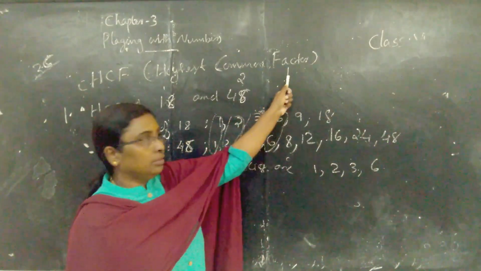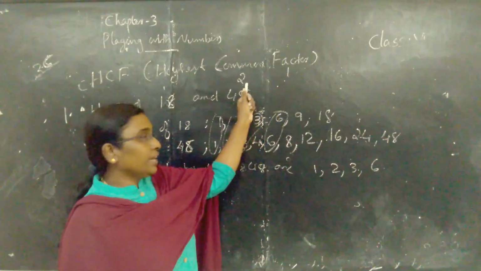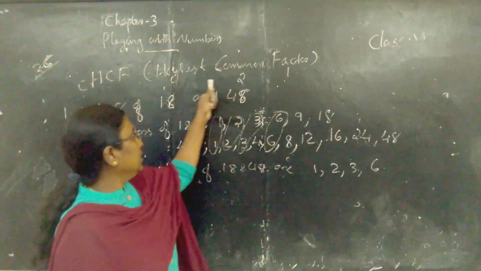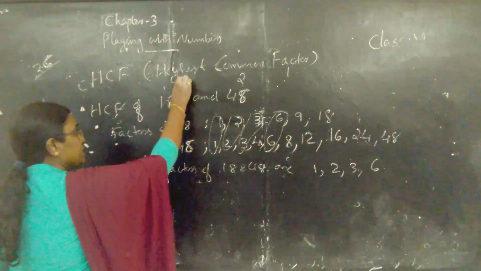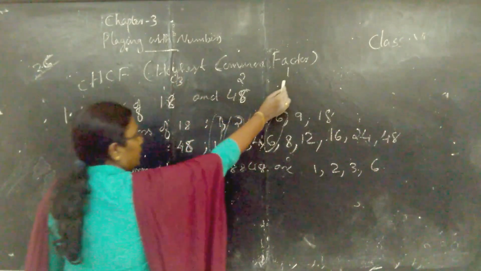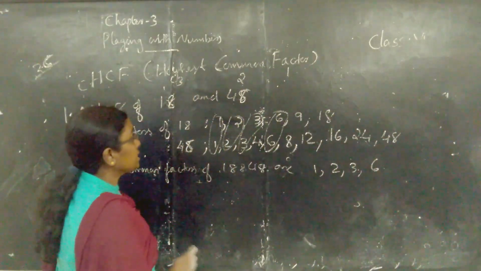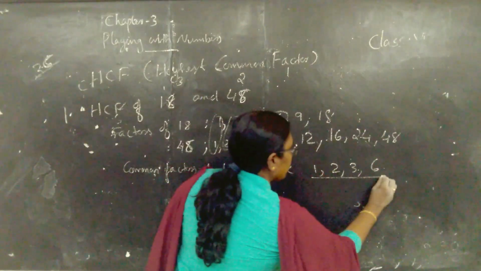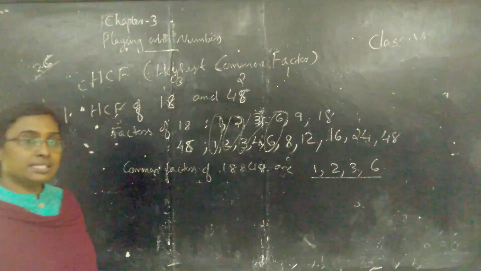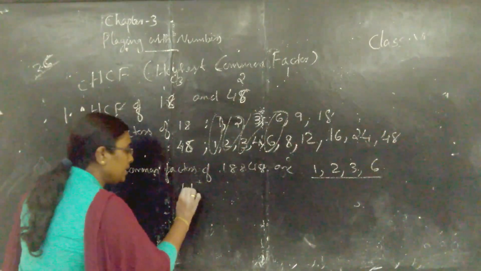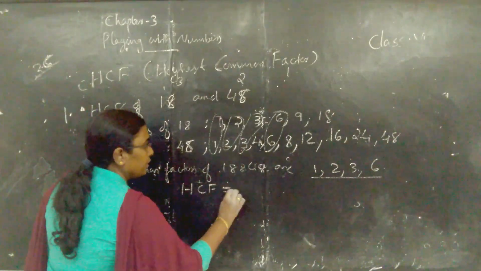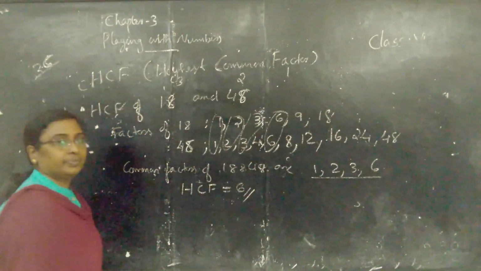First we find the factors, then find the common factors, then find the highest common factor. Among these, the highest one is 6. Therefore, the highest common factor, HCF, equals 6.